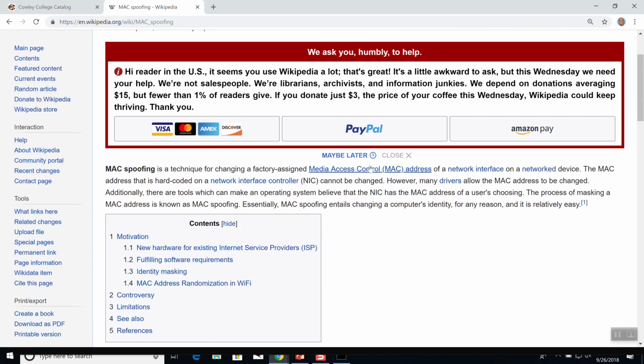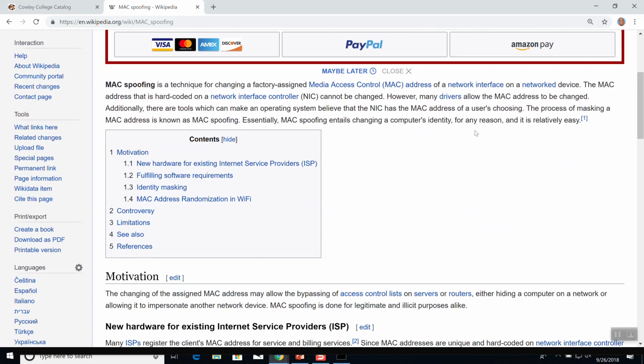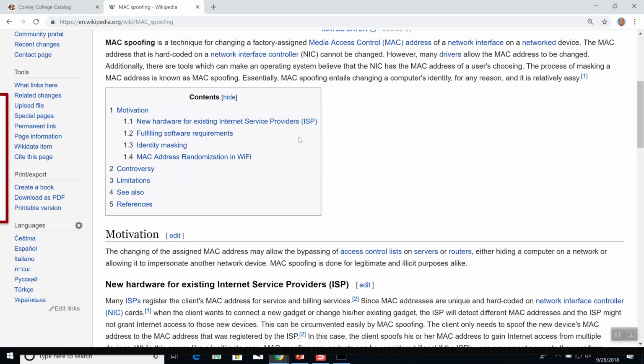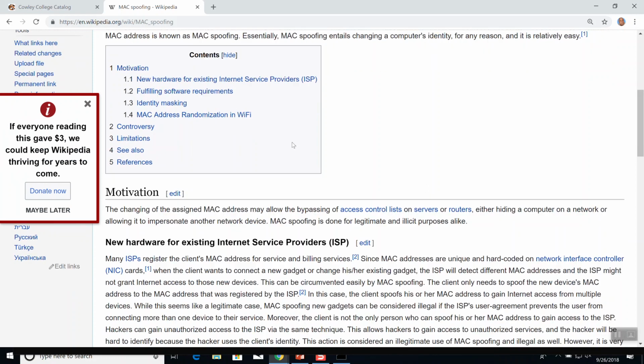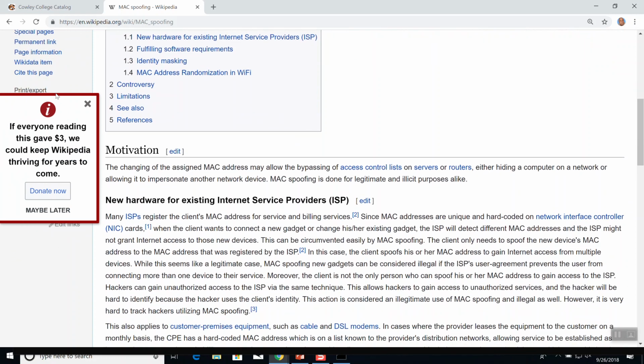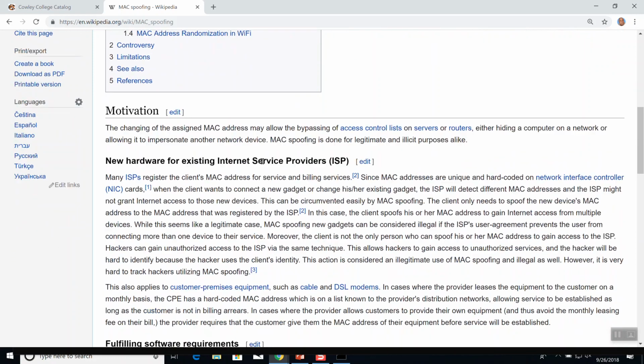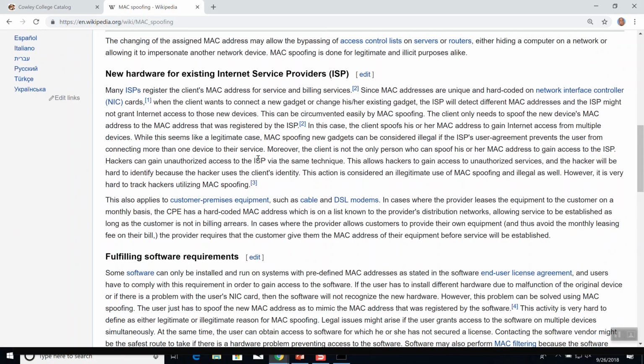Whenever I've been towards that, I usually take precaution. However, many drivers allow the MAC address to be changed. You can change it in your network. You can change it what? In your network? So it's becoming just as easy as IP then, isn't it?